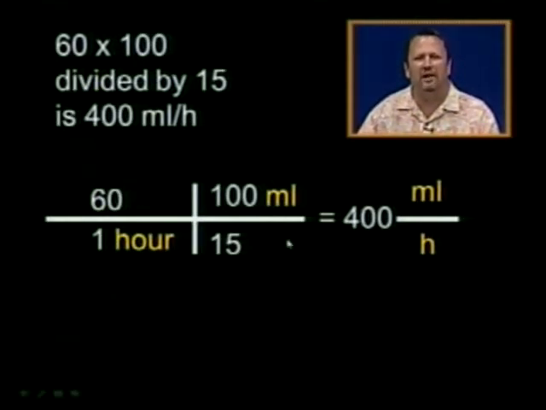And so I made the minutes unit cancel out, and the answer will be 60 times 100 divided by 15, and that comes out to 400 milliliters per hour.